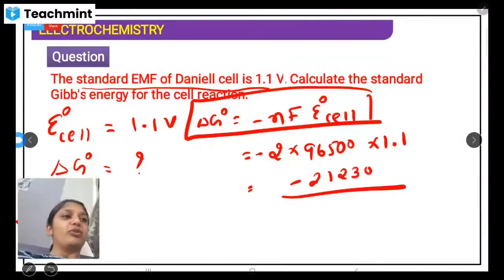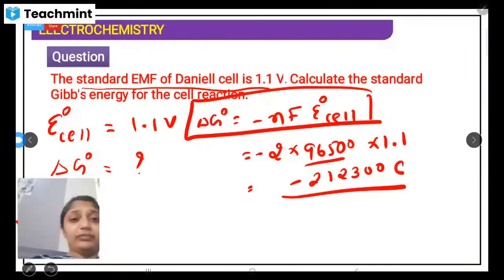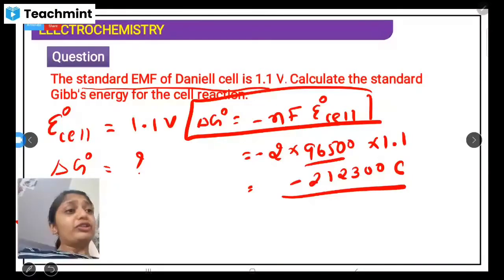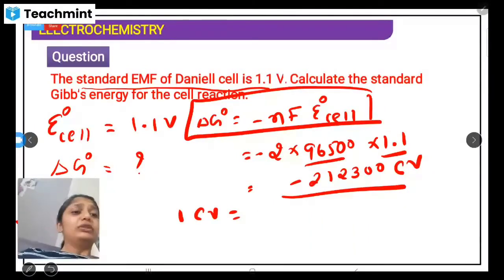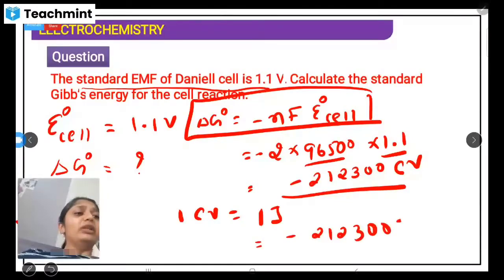-212,300. So the unit of 96500 is coulomb and the unit of E naught cell is volt. Again I am saying we need the answer in joule. So 1 coulomb into volt is equal to 1 joule. This also we have learned, right? So -212,300 joule is our answer.